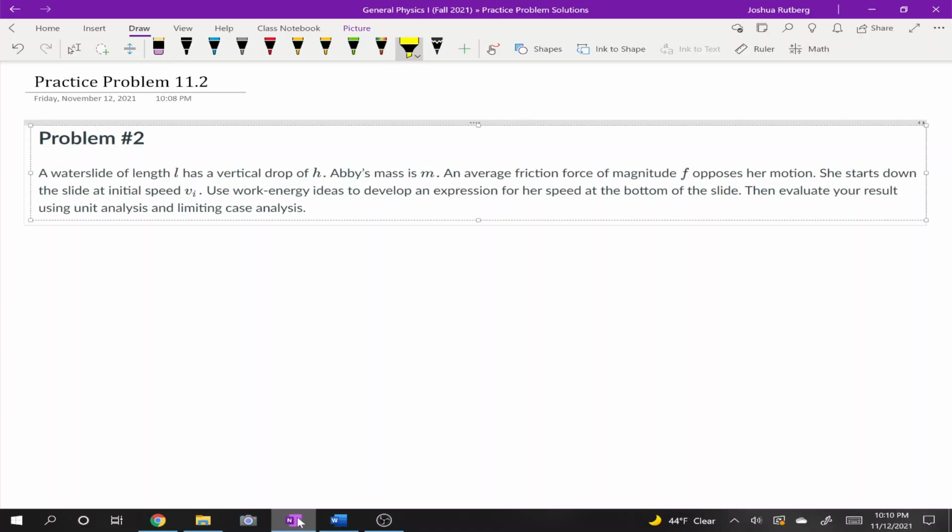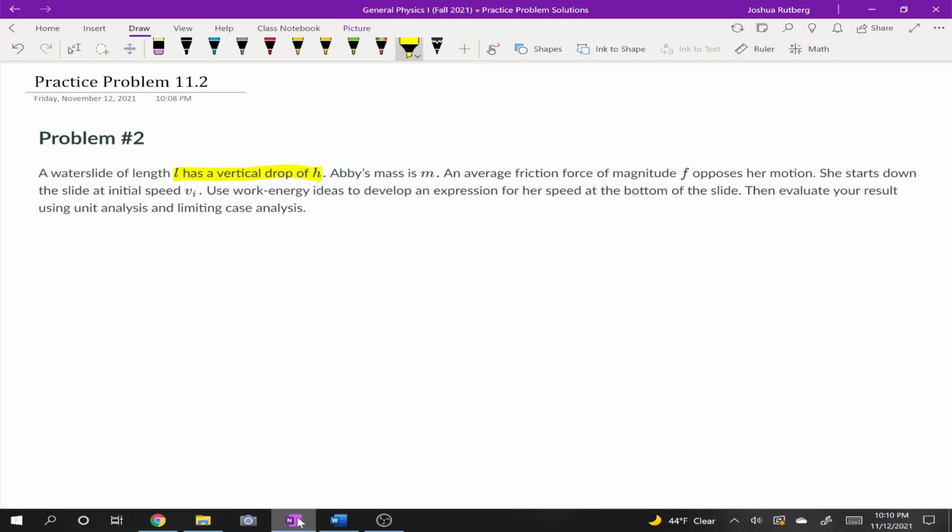A water slide of length L has a vertical drop of H. Abby has a mass of M. An average friction force of magnitude F opposes her motion. She starts down the slide at initial speed VI. Use work energy ideas to develop an expression for her speed at the bottom of the slide.